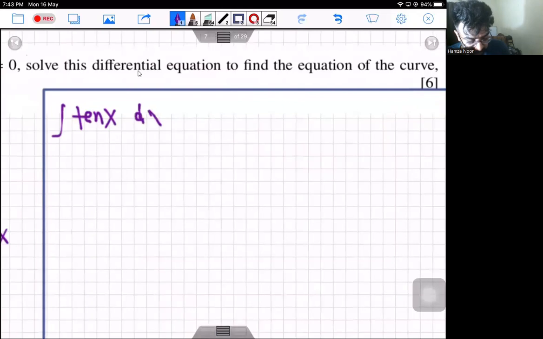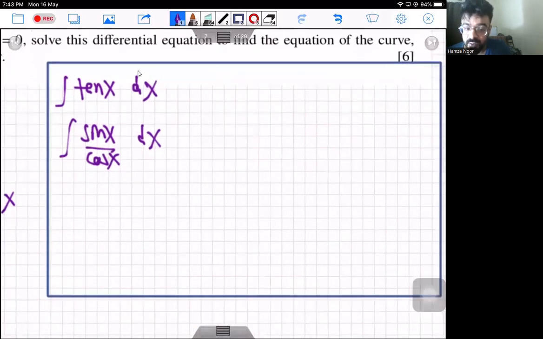Integrating tan x with respect to x. As we know, in place of tan x, we can use the trigonometric identity sin x over cos x. So we are integrating sin x over cos x with respect to x. Now, the integrand, the fraction which is supposed to be integrated, in this case is a fraction, sin x over cos x.